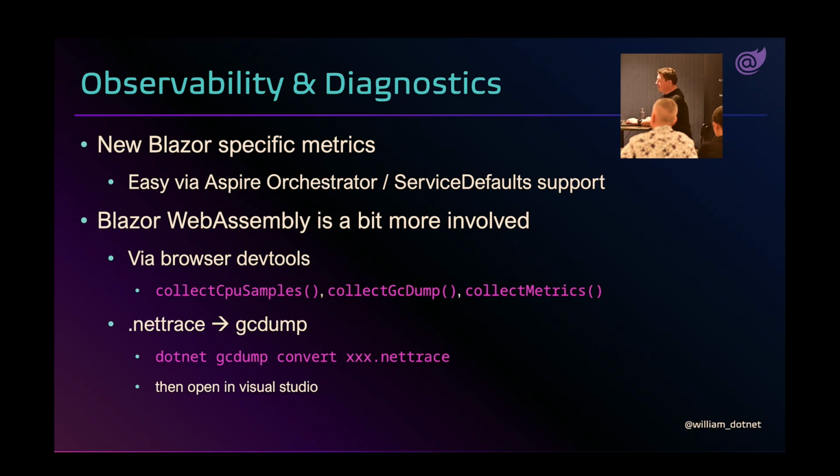Blazor served me well, so I've never really had any real performance issues. But if you really need to get down and dirty, you can look at the .NET GC dump convert tool. When you call collect GC dump, it'll download a file, the .NET trace file, and then you convert that into a GC dump file and open it directly in Visual Studio. You can see all the memory maps and things over there to dig into it.